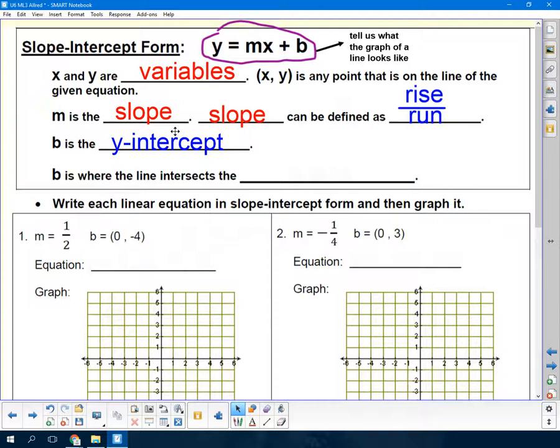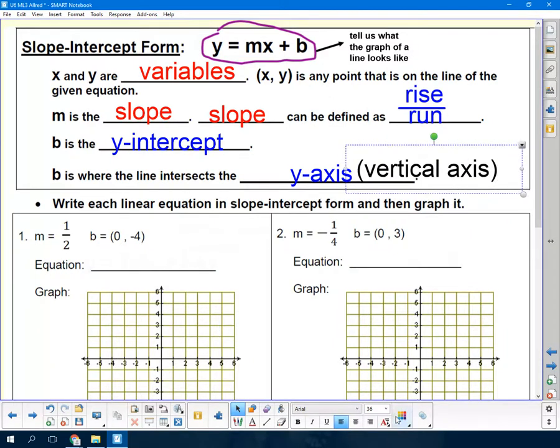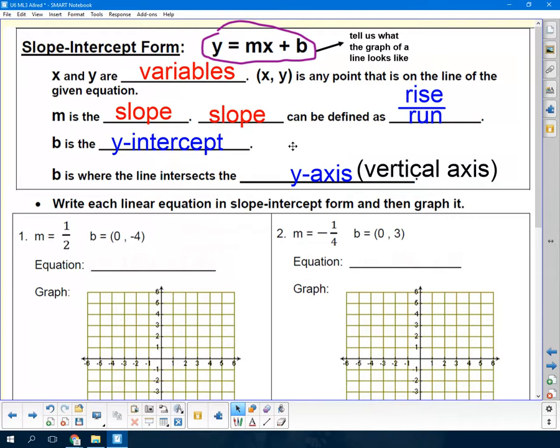That's just a nifty way to say where the line intersects the y-axis. Remember, the y-axis is the vertical axis. That's something that you should probably remember. That's something I would want you to remember if I were your math teacher, and the good news is that I am your math teacher. So I'm asking you to remember it out of the goodness of my heart. It's a good thing to know that the y-axis is definitely the vertical one, right?